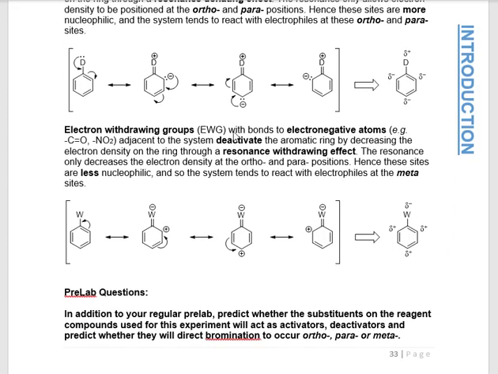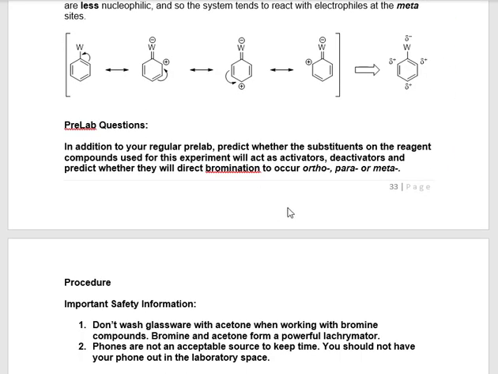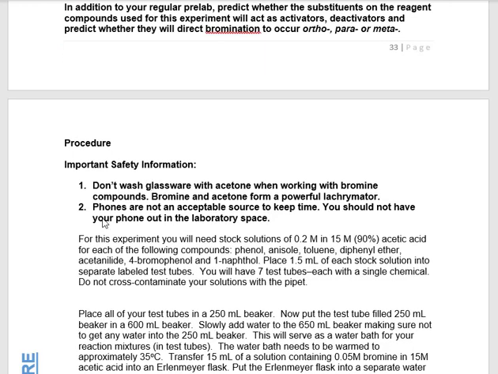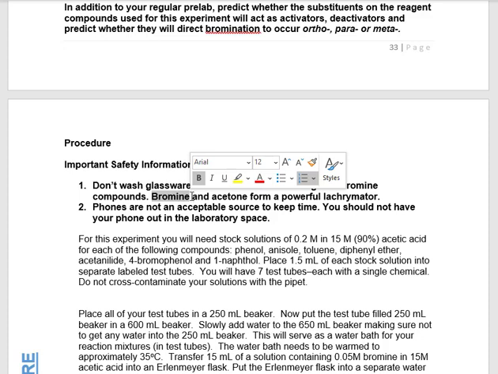Wrapping up here, you do want to make sure that you understand what activators and deactivators are, and this ortho, meta, para that we talked about. One thing to also keep in mind in terms of safety: you don't want to wash your glassware with acetone, because in this reaction you are going to be using bromine. If you have any bromine left in the glassware, acetone will react with it and create a very powerful lachrymator, and really that just means it's going to make you cry like a baby in its crib.